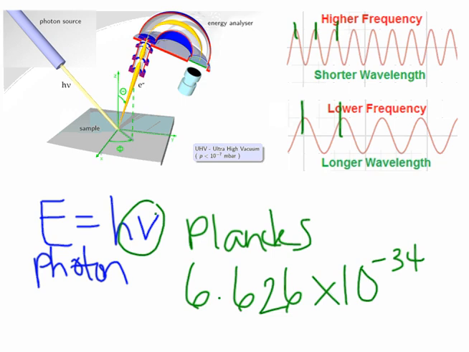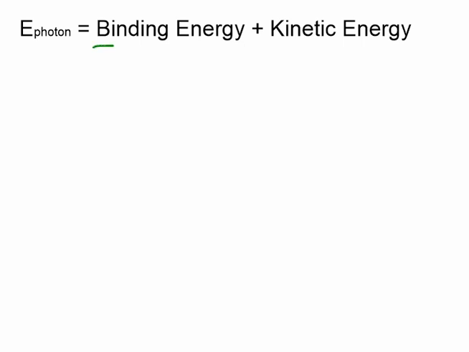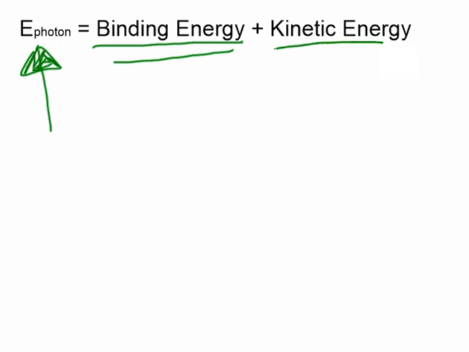So when we're using PES, we know what the energy of this photon source is. What we don't know, what we're trying to figure out, is the binding energy, or that ionization energy. This one we know based on what rays, whether X-ray or UV rays, we're firing at the sample. And then this is the kinetic energy of the electron.